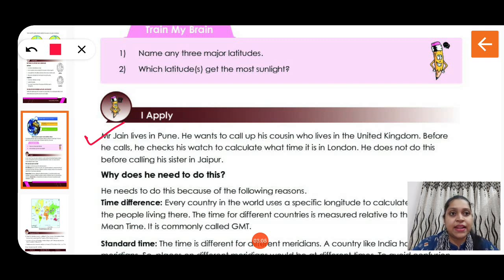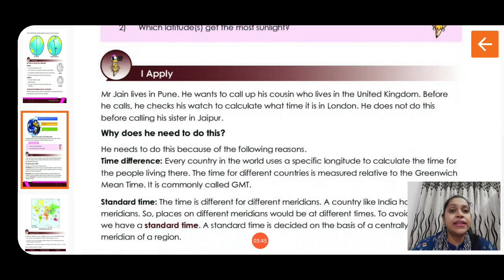Why he does this, we'll study. But he does not do this before calling his sister in Jaipur, which is the capital of Rajasthan, and it's also a city in India only. So before calling his sister in Jaipur, he does not check the time. But before calling his cousin in the United Kingdom, he checks the time. And why he does this, we'll study in the next topic. Okay.